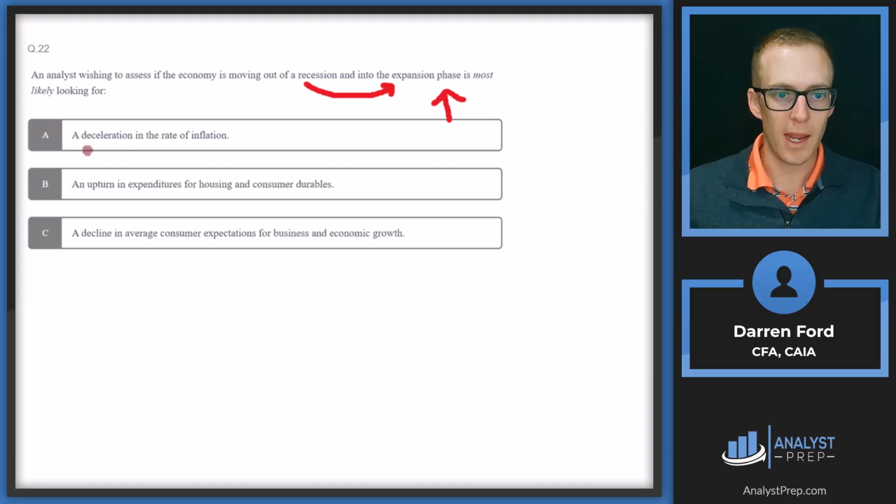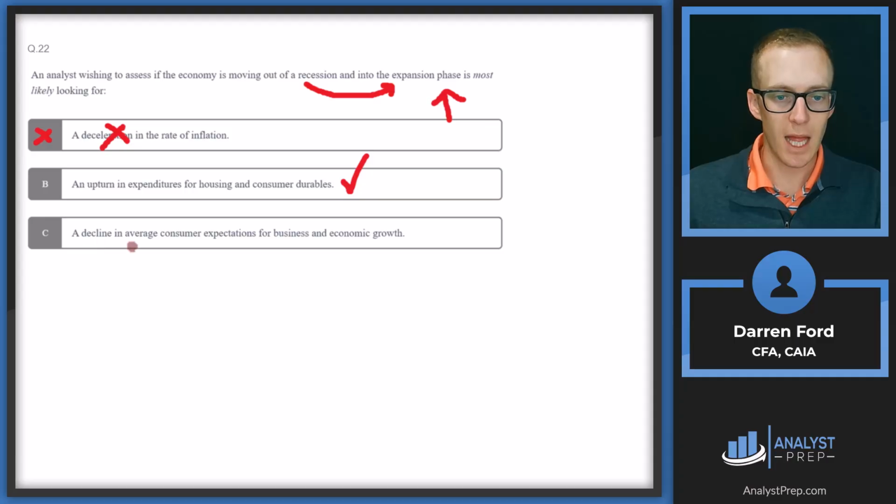So we'd be looking for A, deceleration in the rate of inflation. We would be looking for an acceleration in rate of inflation due to more economic activity. So A would be incorrect. B, an upturn in expenditures for housing and consumer durables. That certainly indicates more economic activity. More spending is good for coming out of a recession.